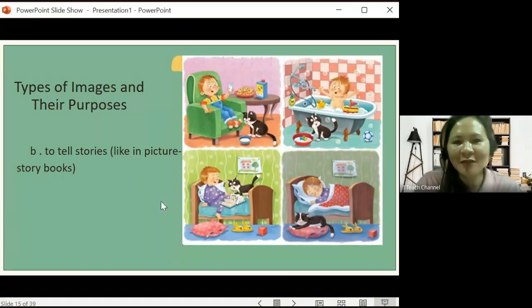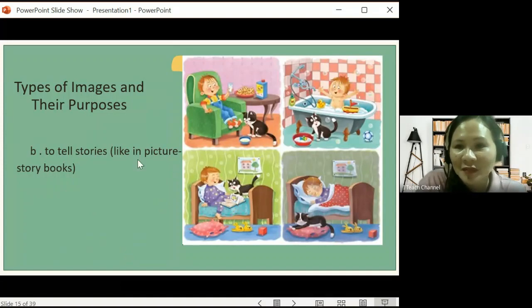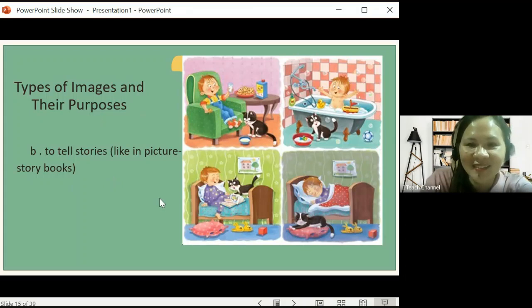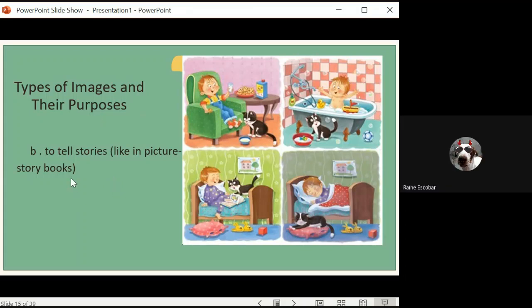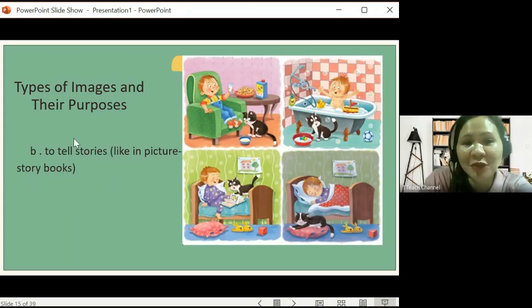Thank you. All right, so please tell me, what is the purpose of these pictures? Yes? Oh, Ralph again? How about the other people? Okay, Rain. Let me see Rain. To tell stories and entertain. Yes, very good. This one is telling us a story. This is telling us the story about this little boy's daily routine.